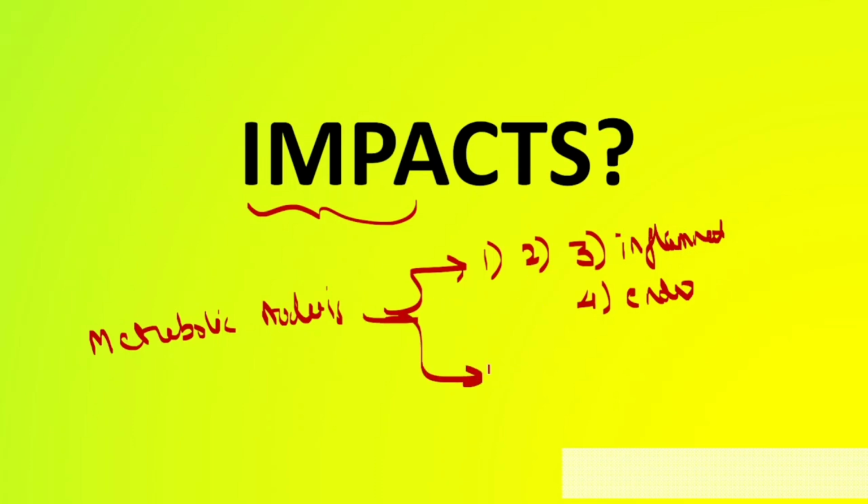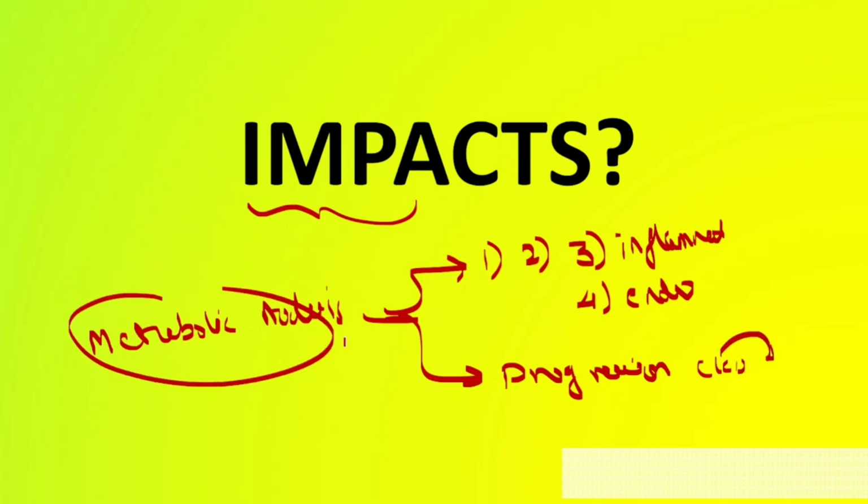Another one is that metabolic acidosis itself causes progression of the kidney disease. If the patient is already in CKD stage 3, the stage might jump from 3 to 4, 4 to 5. Accelerated progression of the kidney disease can happen. These are the important impacts in the body because of metabolic acidosis. So to handle this, we need bicarbonate replacement.